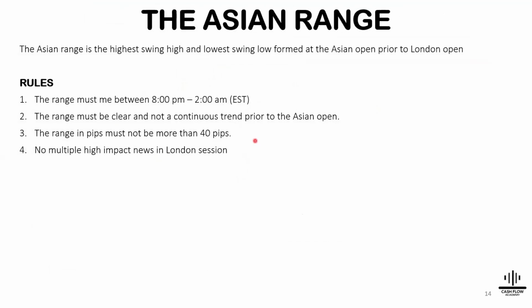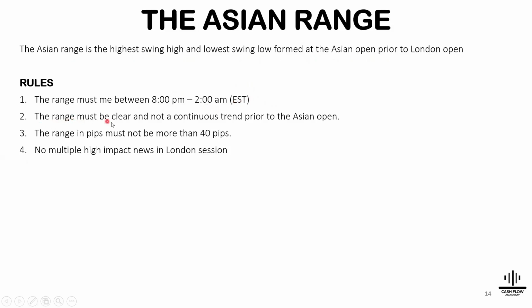So now we'll need to learn the rules concerning the Asian range. Now the Asian range is the highest swing high and lowest swing low formed at the Asian Open prior to London Open. Now the range must be between 8 p.m. to 2 a.m. Eastern time. That's the New York Eastern time.